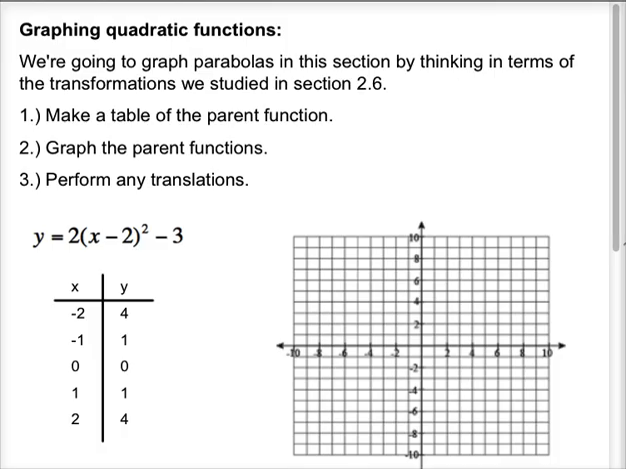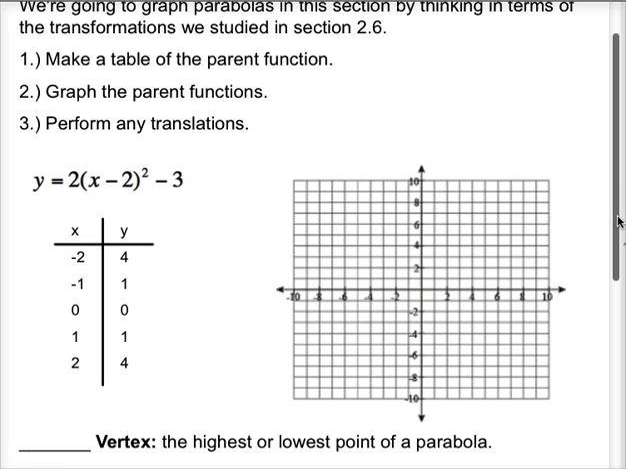So when we're graphing in this vertex form, again, we're thinking of those transformations. So the first thing you want to do is make a table of your parent function. This table that I have right here is showing that parent function, y equals x squared. So negative 2 squared gives me 4. Negative 1 squared gives me 1. 0, 0, 1, 1, 2, 4. So all I've done is create that basic x squared function.